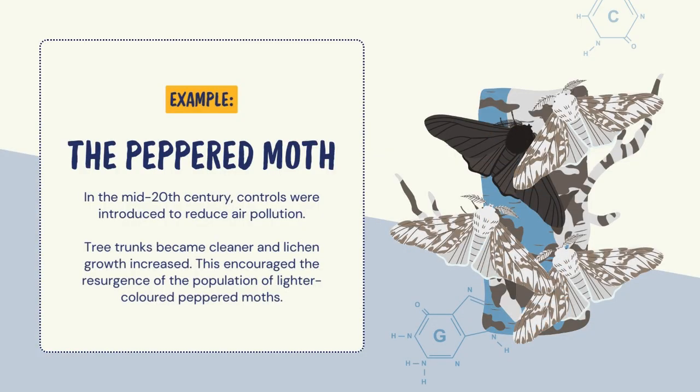Later, in the mid-20th century, controls were introduced to reduce air pollution. Tree trunks became cleaner and lichen growth increased. This encouraged the resurgence of the population of lighter-colored peppered moths.